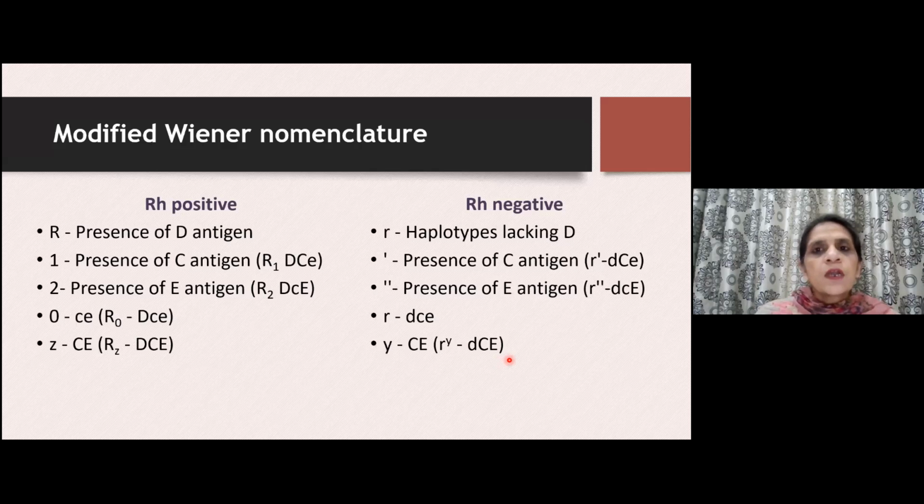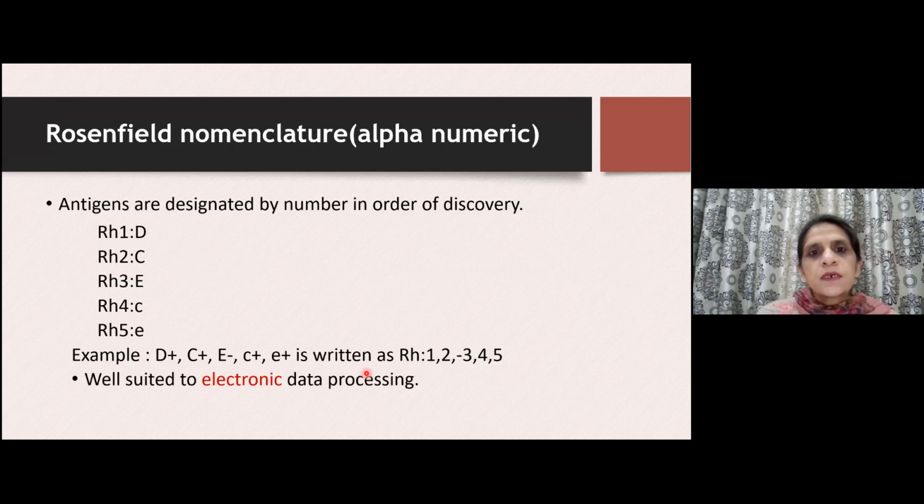According to Rosenfield alphanumeric terminology, Rh antigens are designated by numbers in order of their discovery. So D was the first to be discovered, hence it was given number 1, followed by C, capital E, small c, and small e. If one of the antigens is missing on phenotyping, it is written with a minus sign, and the other antigens are separated by commas. This type of terminology was well suited to electronic data processing.